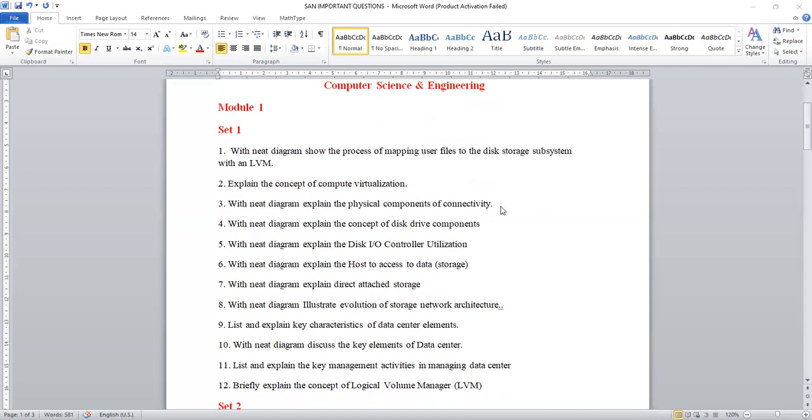So I request everybody to go through these questions. Hope you have done the revision. Once you have completed the revision, you can go through the important questions. With the neat diagram from module one, I have listed out a few questions. With a neat diagram, show the process of mapping user files to disk storage subsystem with an LVM.